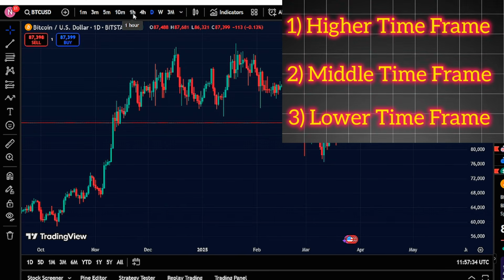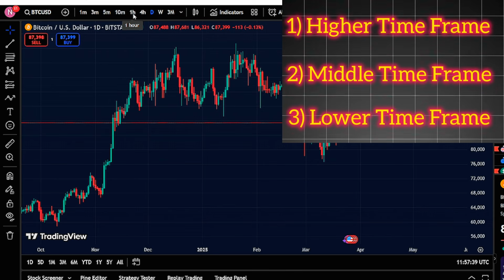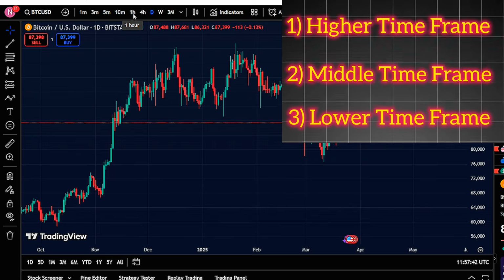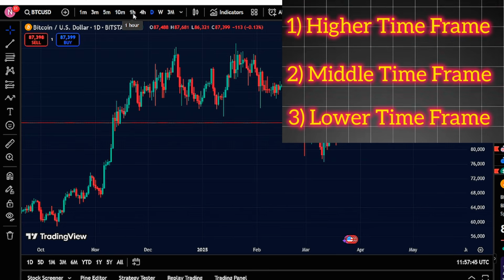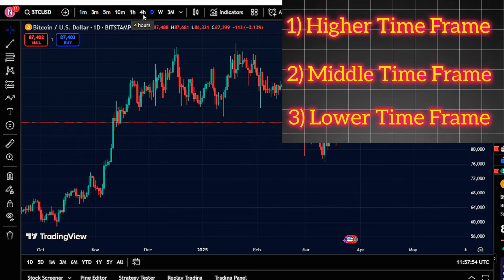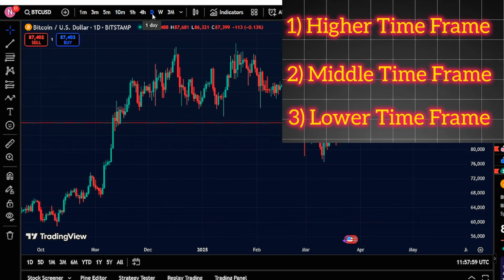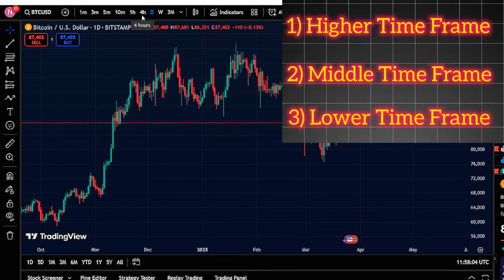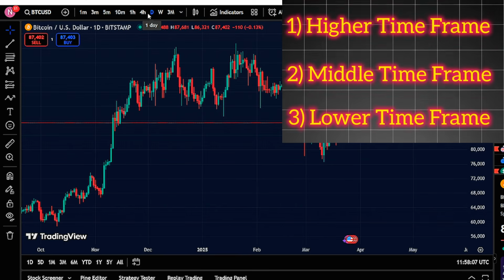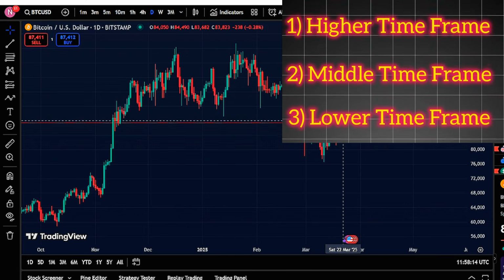Now that we have said that, I want to go over it again so that you understand what we are doing. First things first, when we want to run this analysis, there are 3 time frames we will be looking at: the daily time frame, the 4 hours time frame, and the 1 hour time frame. So obviously the daily is the higher, the 4 hours time frame is the middle time frame, and the 1 hour time frame is the lower time frame. So let's bear that in mind.